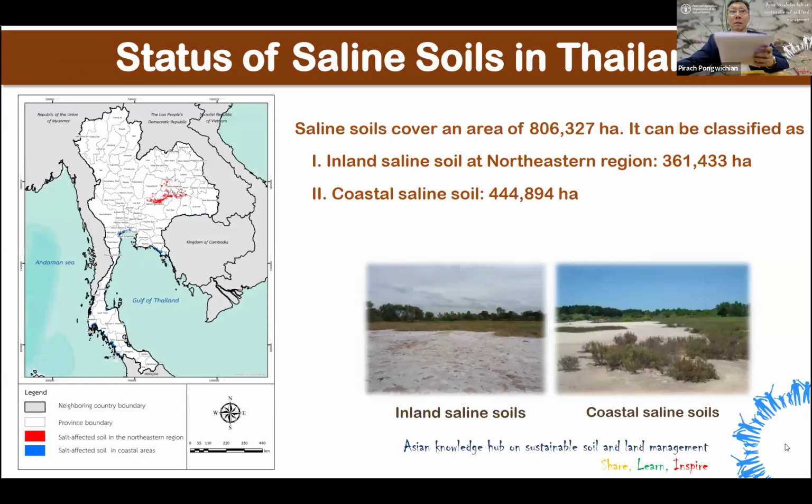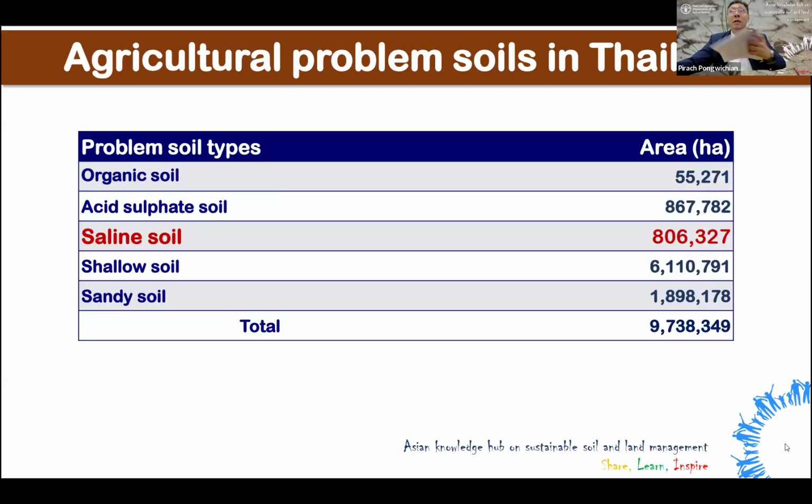The acid sulfate soil covers an area of 867,000 hectares, and saline soil covers an area of 800,000 hectares, and the shallow soil covers an area of about 6 million hectares, and sandy soil is about 2 million hectares.